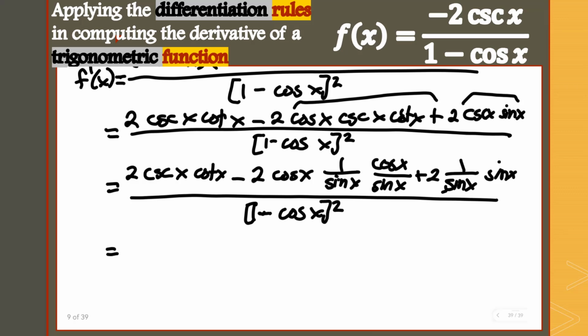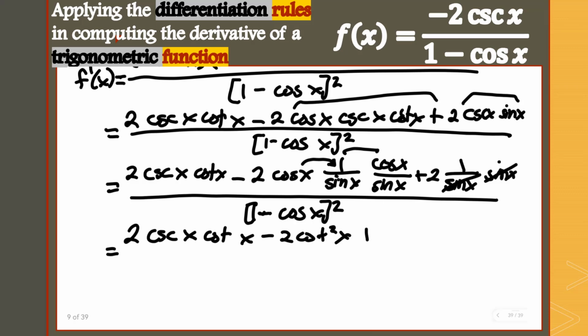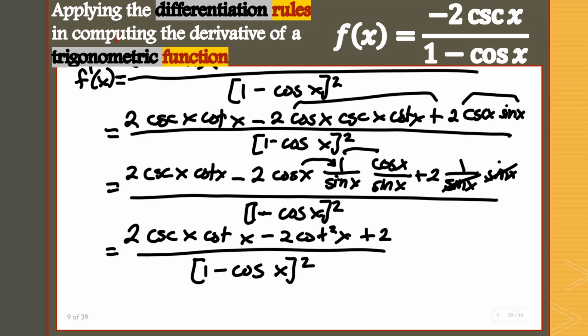I'm talking about this because you can cancel this. You have here sine x and 1 over sine x, or cosecant x, so you can simply multiply it to 1. Here as well, as you multiply this, you will have cosine x over sine x, and there are 2 of them. So as you multiply that, you will have cosine squared x over sine squared x. That would mean it's cotangent squared x. So you will have here 2 cosecant x cotangent x minus 2 cotangent squared x, and just simply plus 2 here, all over the square of 1 minus cosine x.